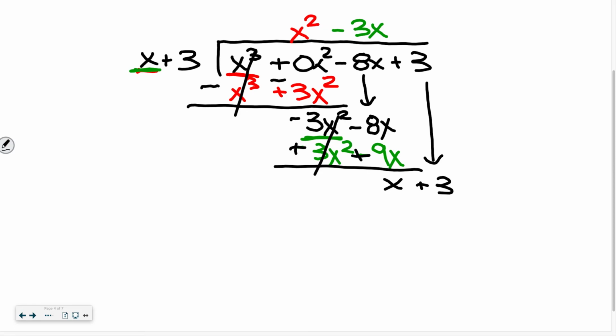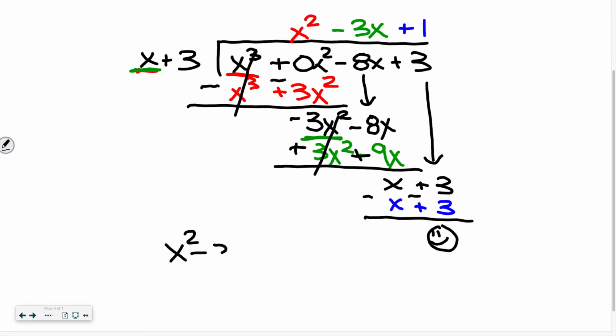What's going to be my last number? A plus 1. And then 1 times x plus 3 is just x plus 3. And when I subtract that, I subtract the thing from itself, so it's 0, right? That's going to be negative and negative. I'm going to go ahead and put a little smiley there. I like that. That makes me feel good. So my answer, or my quotient, is x squared minus 3x plus 1.